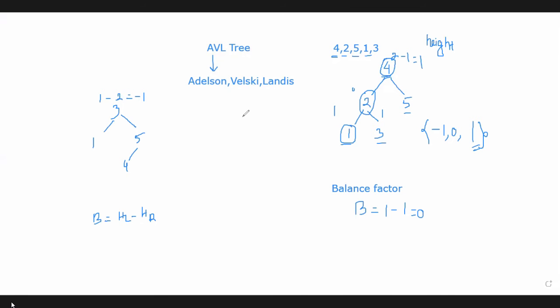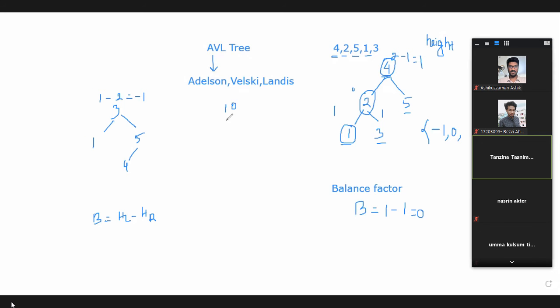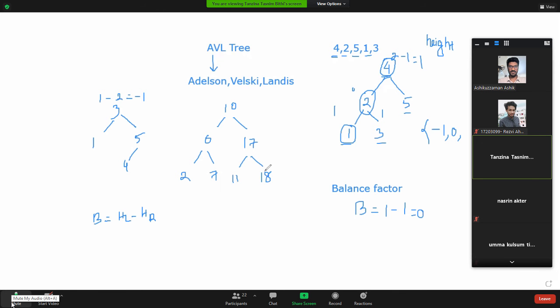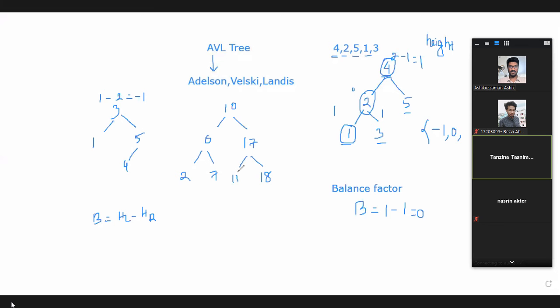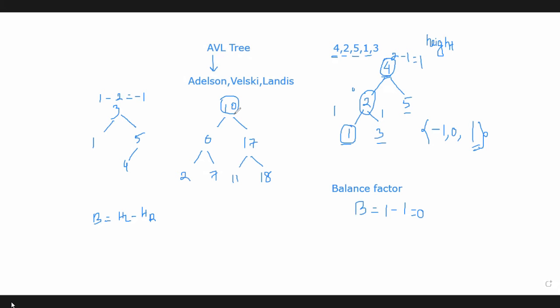So now we can take another tree, suppose 10, and the left child is 6, the right child is 17, and 6 and 17 both have 2 children. One is 2, another is 7, and the left child of 17 is 11 and the right child is 18. So is it a binary search tree? Yes, it is a binary search tree, because the root node is 10 and all the nodes in the right subtree are greater than 10.